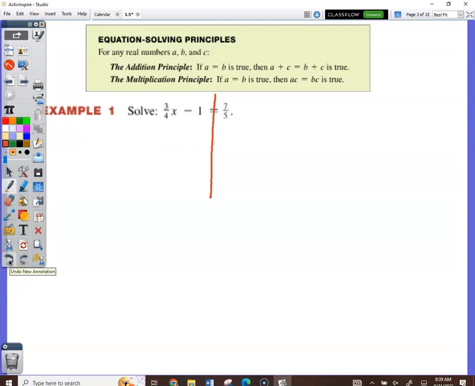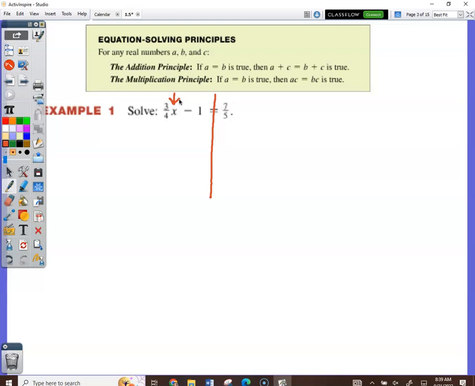Okay, we're going to solve 3/4 x minus 1 equals 7/5. The leveling up aspect of this, you might think, why are we solving equations? It's college class. Well, the numbers are ugly. Can you handle it? Can you take the heat with ugly numbers? That's what we're doing here.